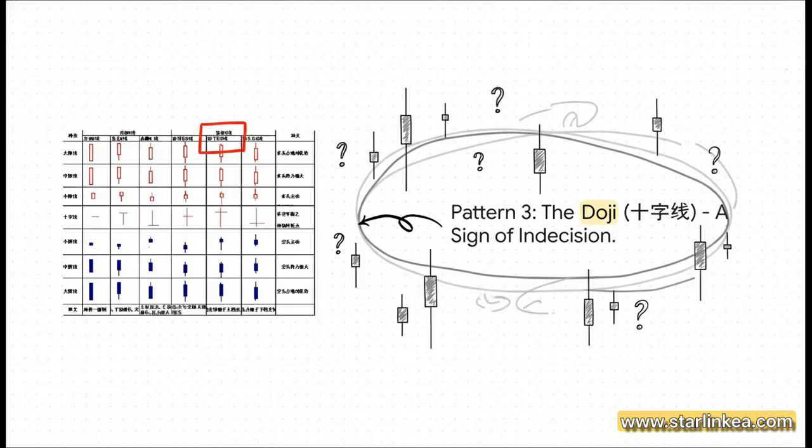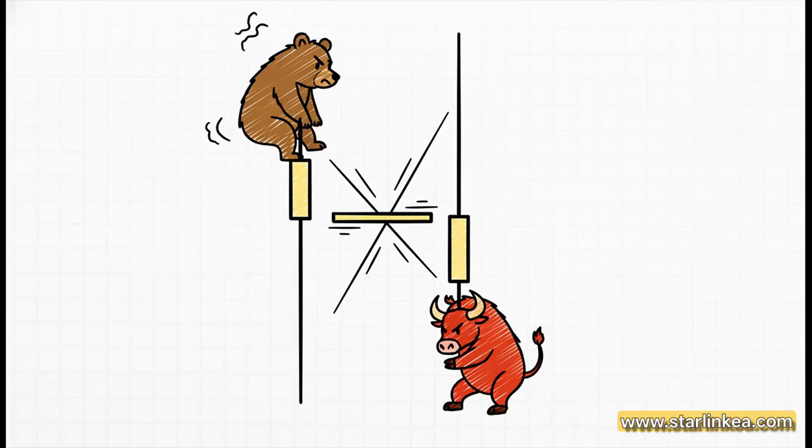All right, next up we have the doji. You can spot this one from a mile away because its body is just this tiny little line, and that happens for a very specific reason. The opening and closing prices were almost exactly the same. So the story here is a perfect stalemate.